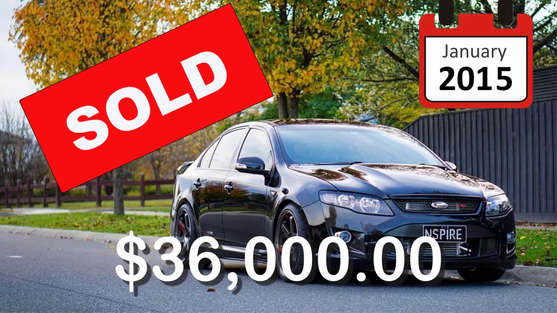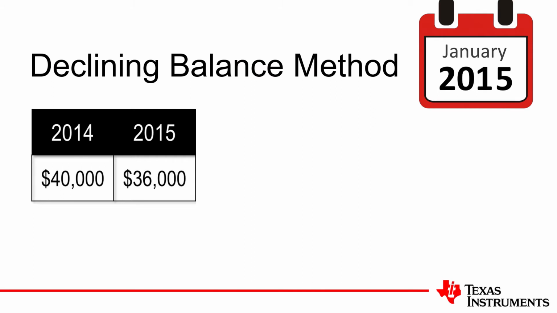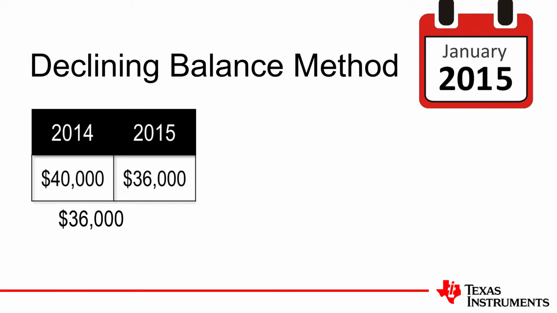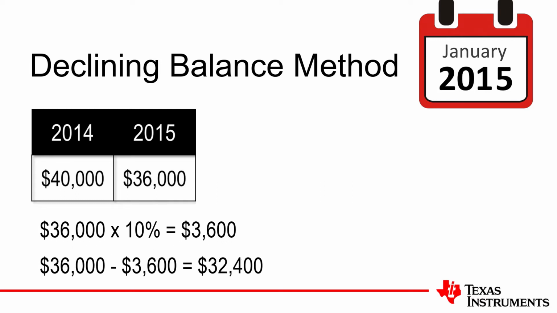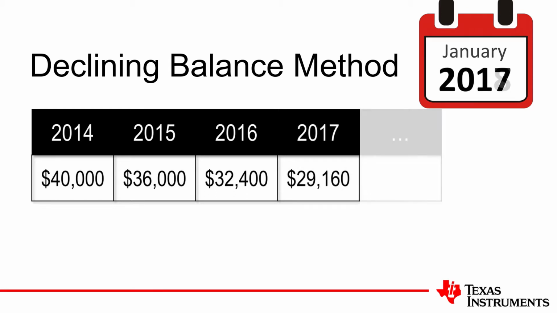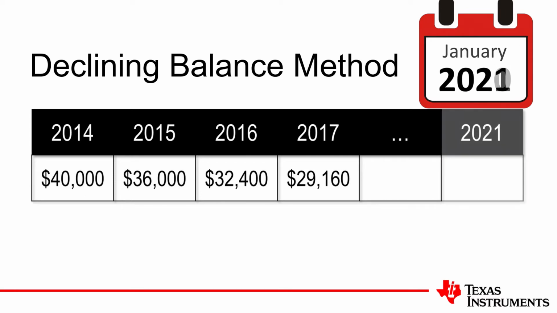The declining balance method looks at the percentage change. In the 12-month period, the car has depreciated by 10%. Using this rate, the value of the car in 2016 is reduced by 10% of $36,000, the declining balance. So in 2016, the car is worth $32,400. The depreciation continues for the life of the vehicle. So what will the car be worth in 2021?